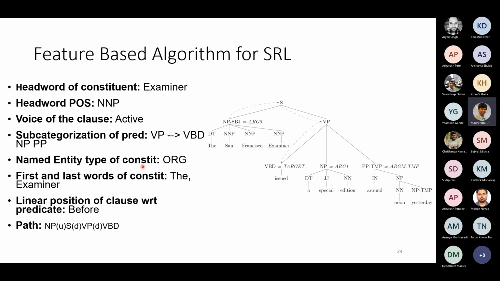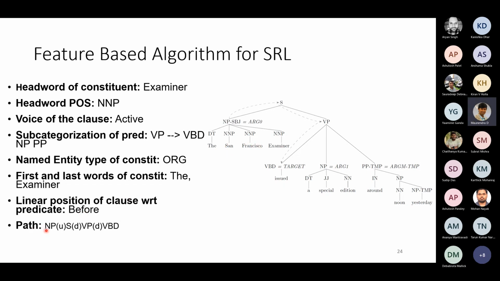The named entity of the constituent is organization. The first and last words of the constituent: first word is The, last word is Examiner. Then the linear position of the clause with respect to the predicate. The predicate is here and the constituent is here, so it appears before the predicate in the original sentence. So this becomes another feature.